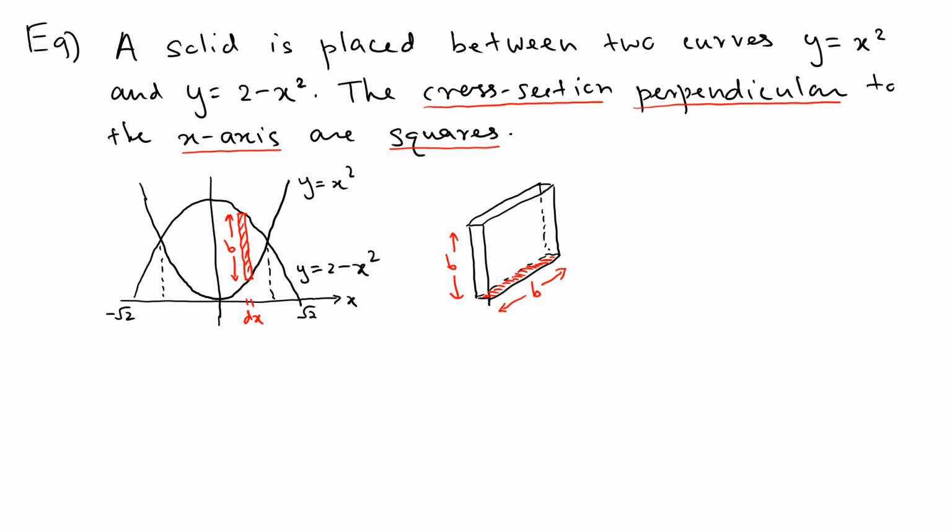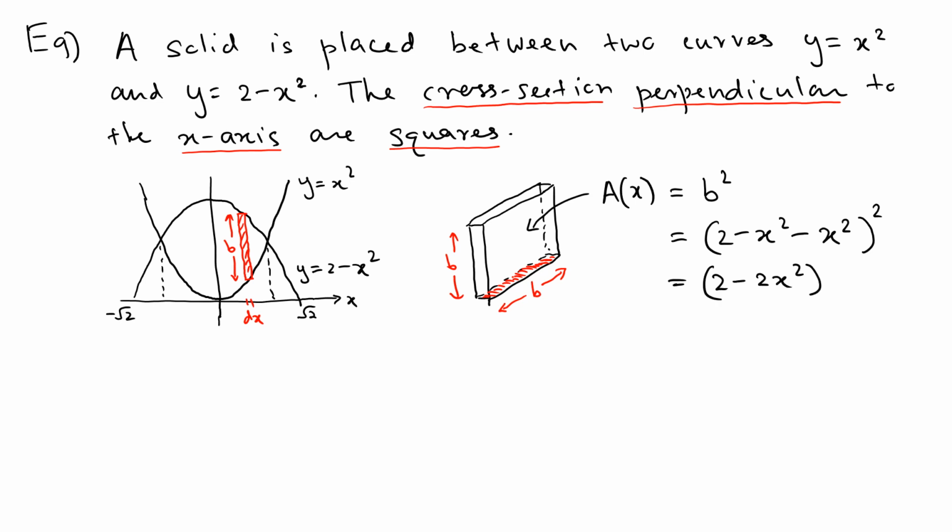Now what we want to do is to find this area, the base area in this case. So this area is, you can see this is a square. That means it is base squared. Now what is this B length? So you can see the B is simply the top y value minus the bottom y value. The top y value is 2 minus x squared, minus the bottom y value, x squared. So that's the B, but you have to square that. So in other words, this is 2 minus 2x squared, squared. So that is the formula for the base.